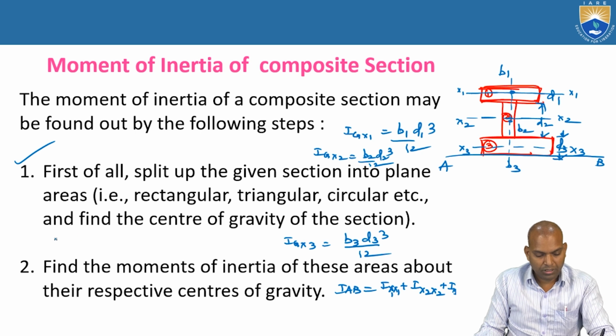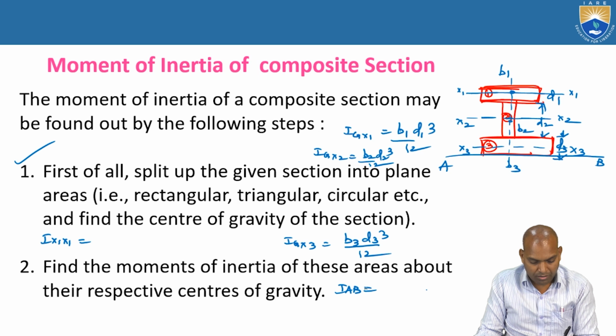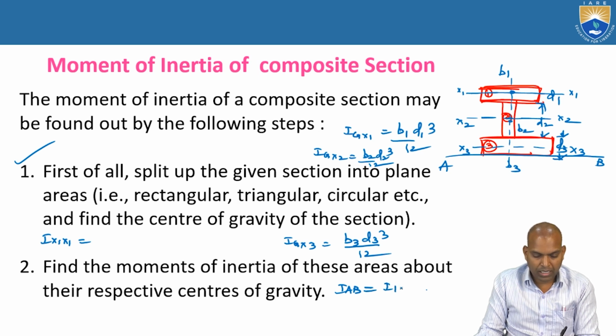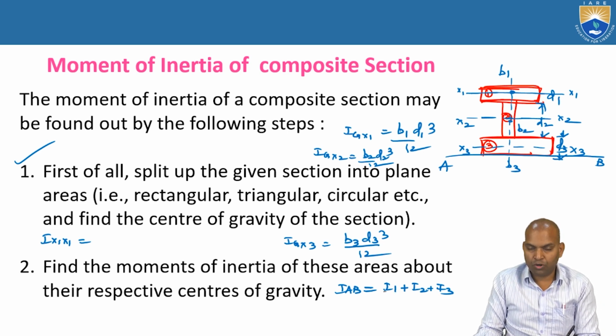Now, I'm writing here, IX1 means about section 1. The better notation is that; you get confusion otherwise. Instead of IXX1, we make it IGX1. IAB equals I1 plus I2 plus I3. This I1 about AB, the total of section 1, section 2, and section 3.